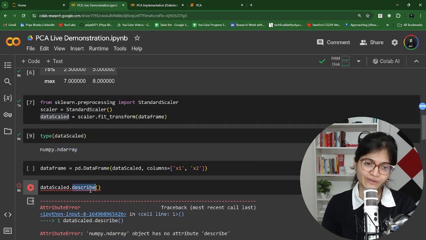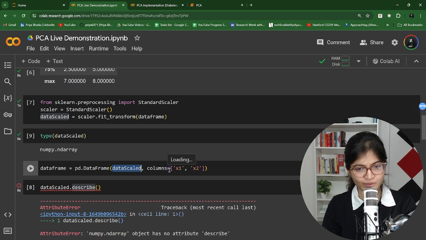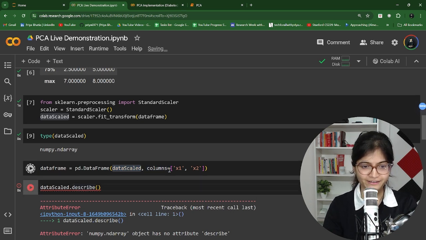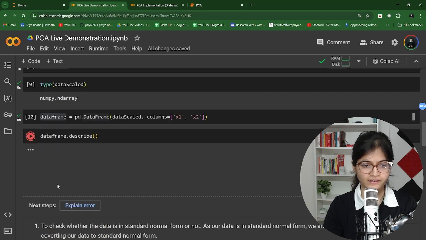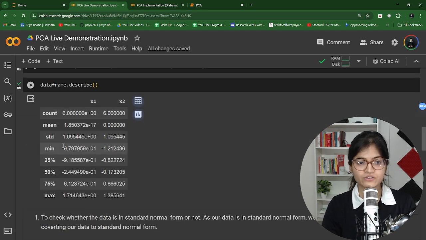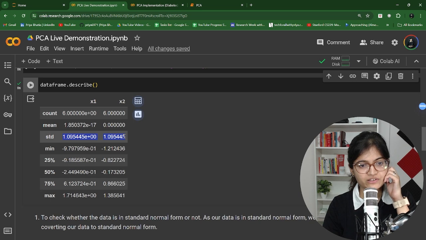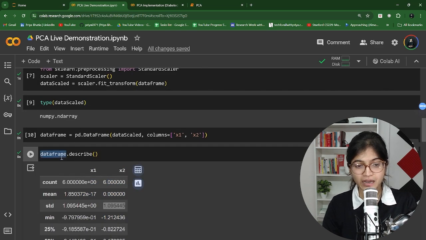So what we can do is we can try to convert it back to a data frame. So we can take data scaled again. Columns will remain x1, x2. Let's do that. And let's try to recheck the description. And let's see what we are getting now. Now it is good, right? So mean is approximately equal to 0 because it's an exponential of minus 17, approximately 0. And STD is approximately equal to 1. I think it makes sense now. Okay. Now let's move ahead.